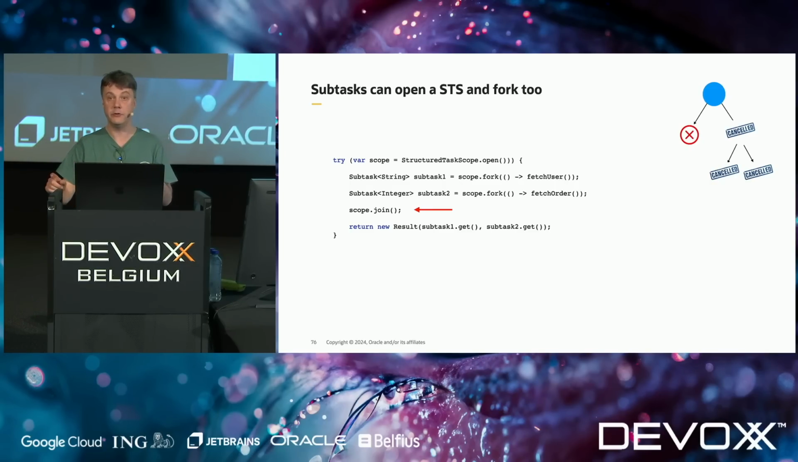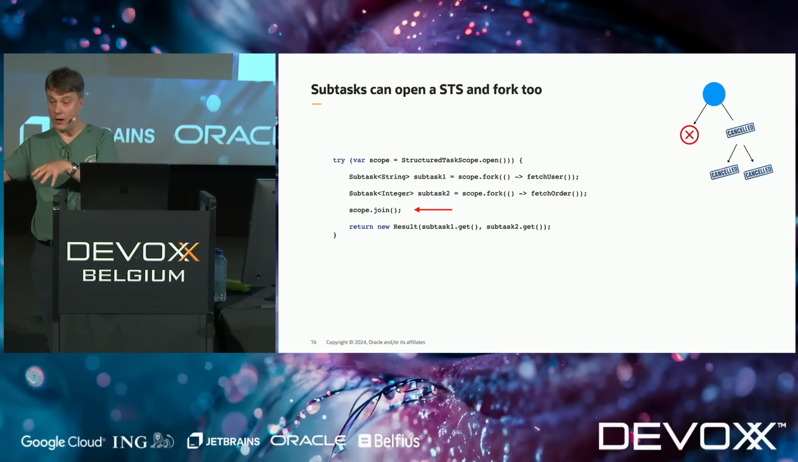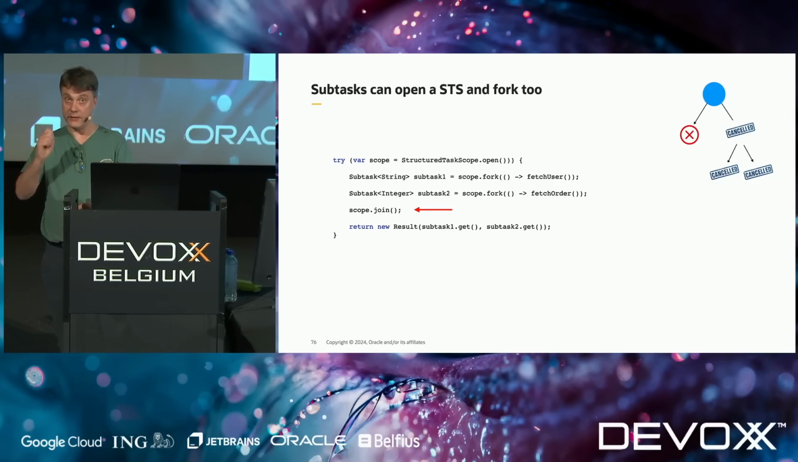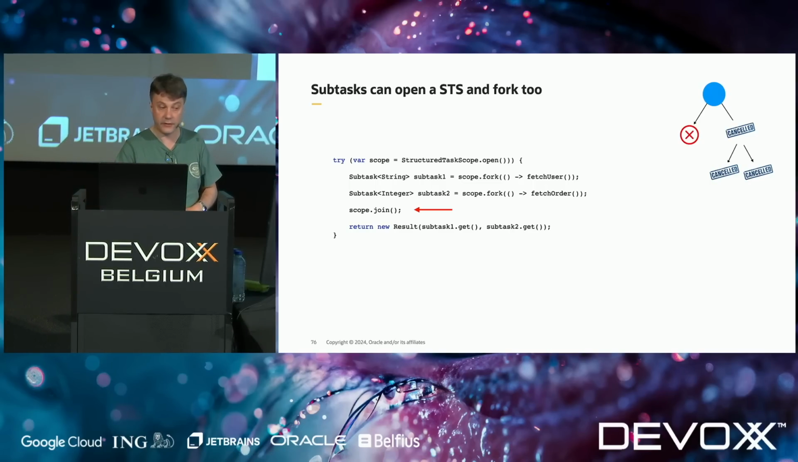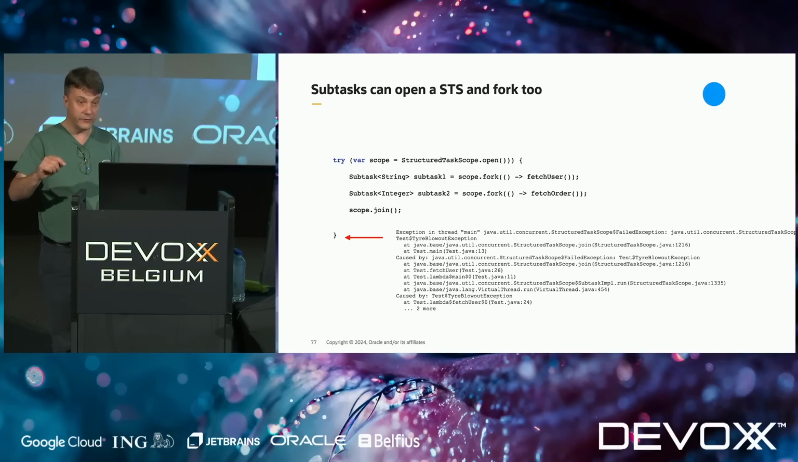So what you end up doing here is cancelling a tree of subtasks, which ends up interrupting all of the threads that are executing those subtasks. And this is very, very simple. It just happens.